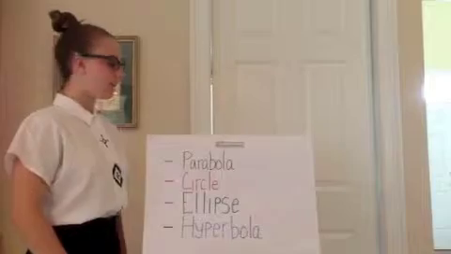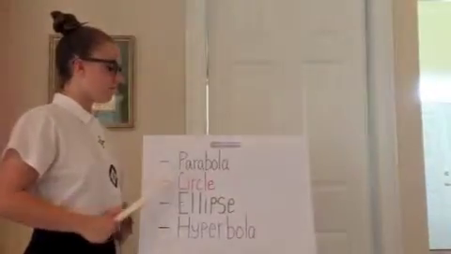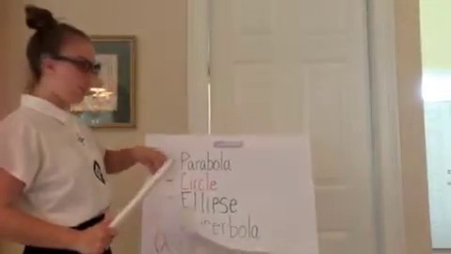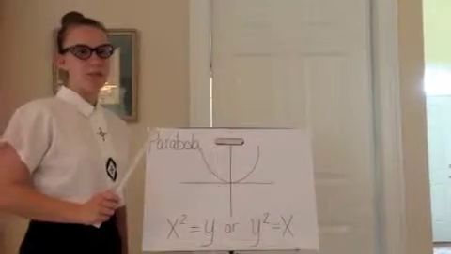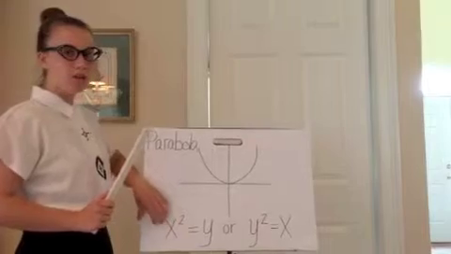There are four kinds of conic sections. There are parabolas, circles, ellipses, and hyperbolas. A parabola looks like this. Its equation contains only one variable to the second power, x or y.